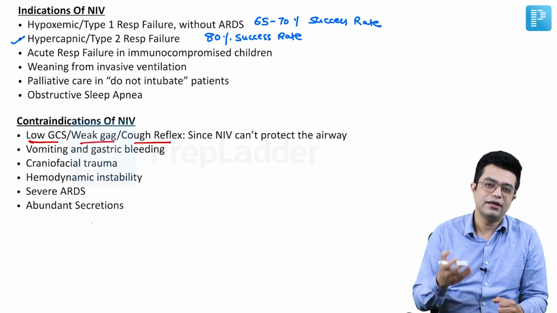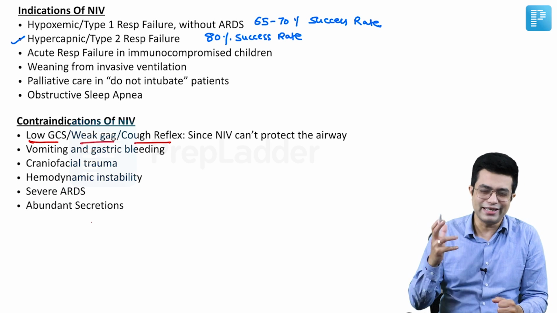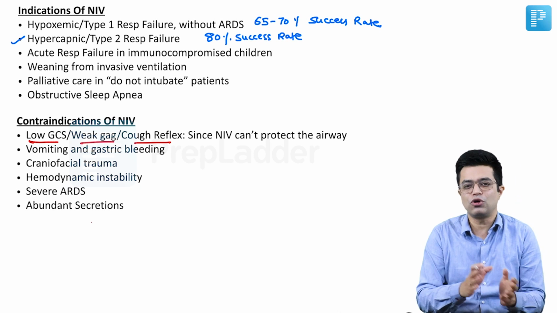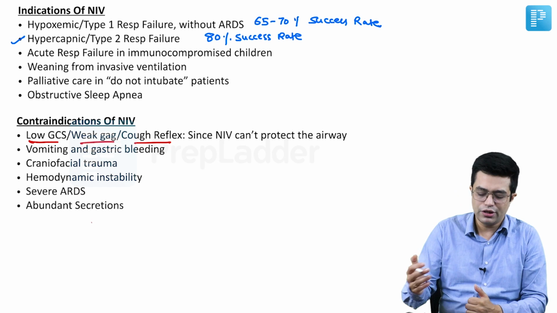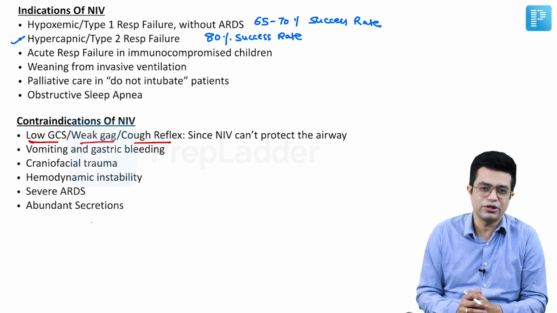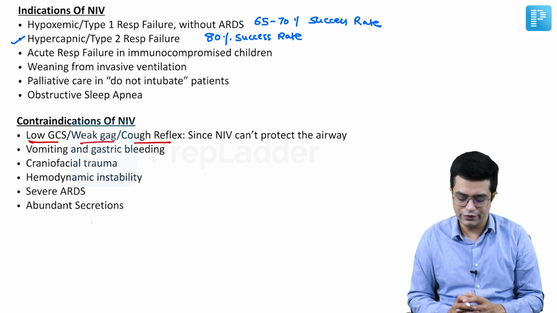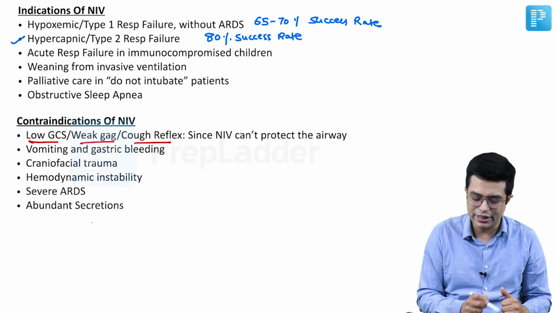Severe ARDS, the therapy of choice is invasive ventilation. NIV by itself can be used in mild cases, but moderate to severe ARDS, you always require intubation and ventilation. And abundant secretions, if they are present, again NIV will not be effective. So these are considered to be the contraindications of NIV.